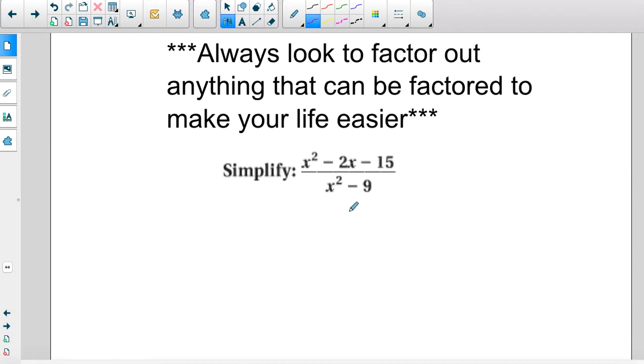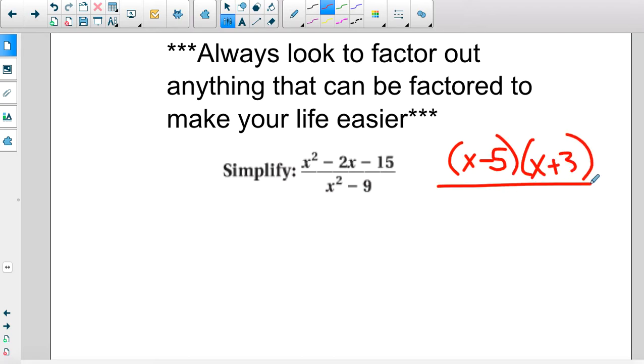The other thing that I want to teach you guys is this second part, which, again, is not a complex fraction, it's just a regular fraction, but looking to see what factors. If you were trying to simplify this, I would look at these two parts separately and try to factor what I can first. The numerator is going to factor into x minus 5 and x plus 3, and my denominator is going to factor into conjugates, x plus 3 and x minus 3.